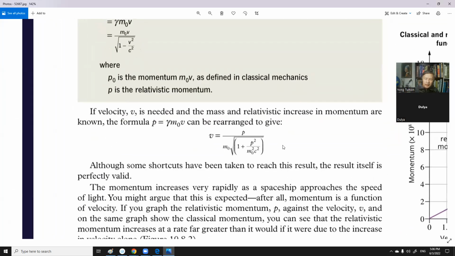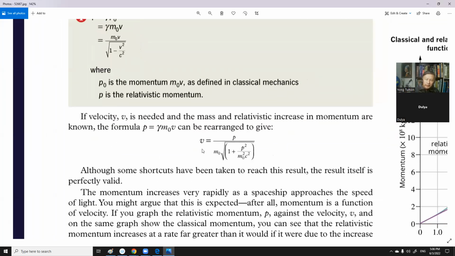Okay. And there's another formula, velocity. If the velocity is needed, and the mass and the relativistic increase in momentum are known, the formula for p can be rearranged to solve for it. So they solve the velocity, right? Now here they just assume these are the same, right? So this gamma obviously contains the same velocity. If you wish, you can look at how they actually do it. So basically, the original formula is this.